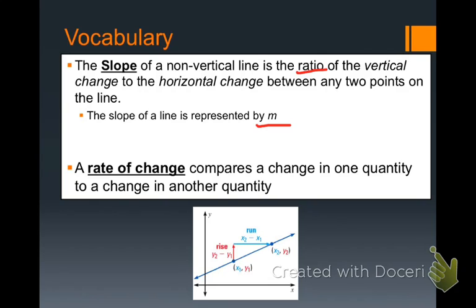And if you look at my picture down here, another way to think about vertical change, the up and down, is the rise. And another way to think about horizontal change is the run. Okay, and then a rate of change just compares a change in one quantity to a change in another quantity. So slope is specifically the rate of change in horizontal and vertical change. But we can put that into the context of a word problem, for example.